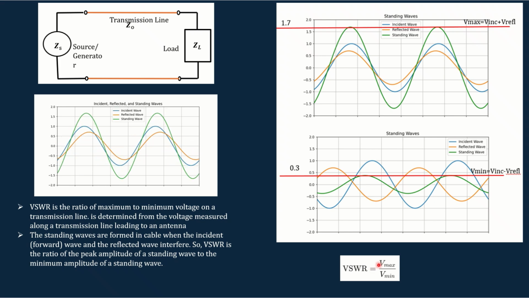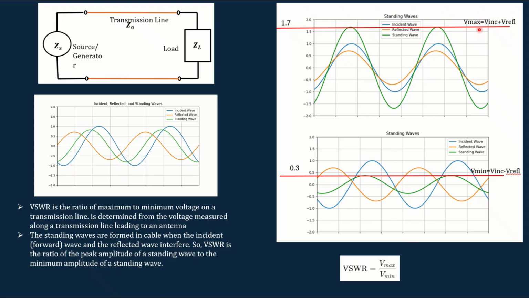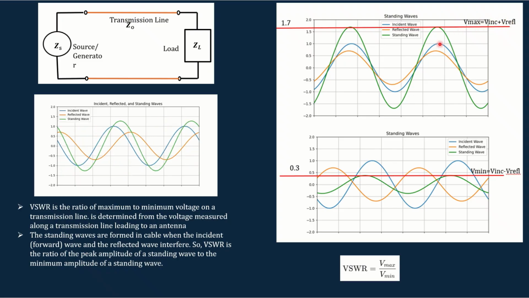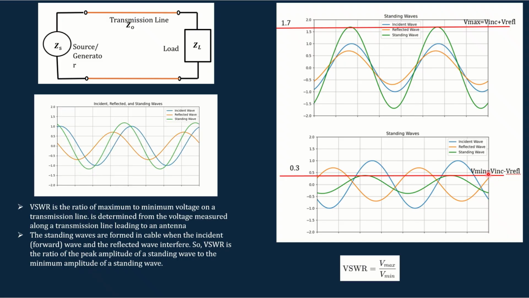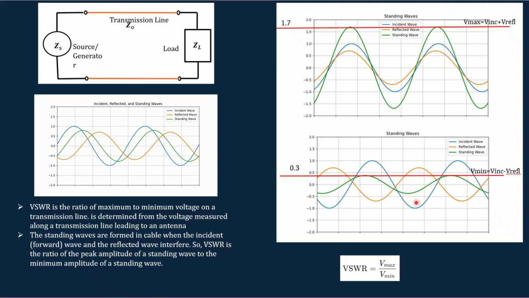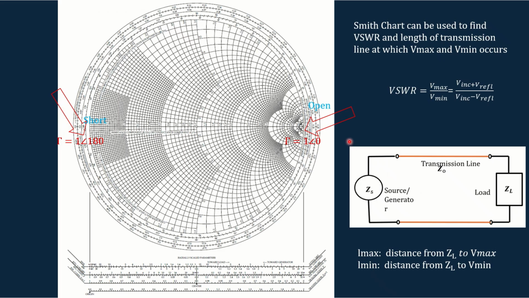So this is the definition of VSWR: the ratio of Vmax to Vmin. Vmax is defined as V incident plus V reflected, and it occurs when both incident and reflected waves have the same phase. V minimum occurs when both waves have opposing phase. Let's see how we can relate that to the Smith chart.